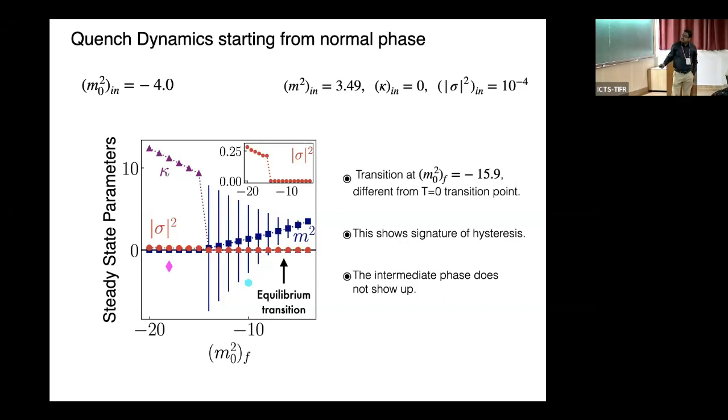In this case, the intermediate phase does not show up. You just go from here to there, and you either see kappa 0, or whenever you see kappa finite, you also see sigma squared to be finite. So it's an interesting puzzle. We don't understand everything here, but these are interesting, puzzling things that we have been finding.